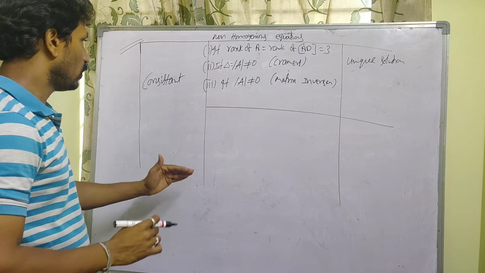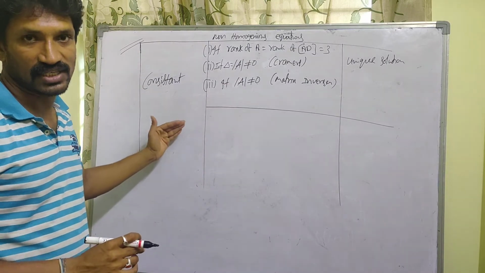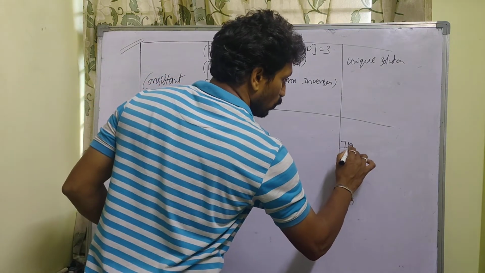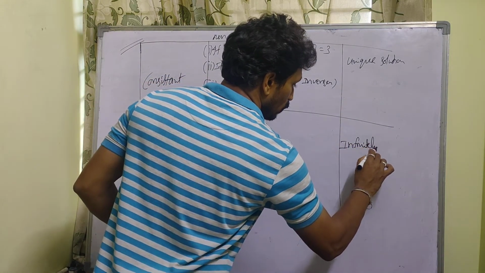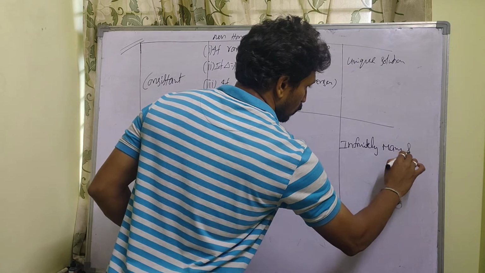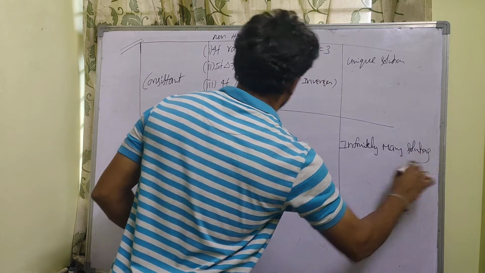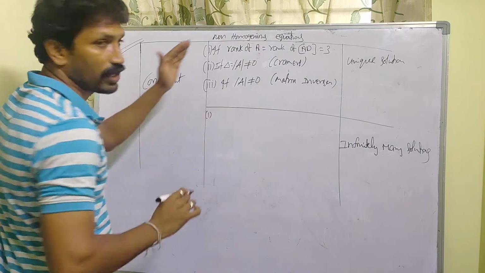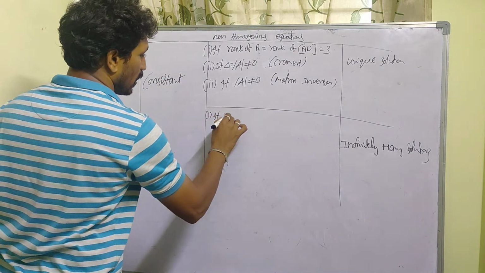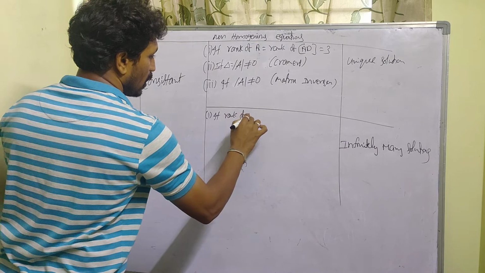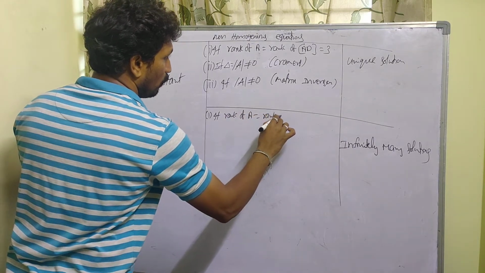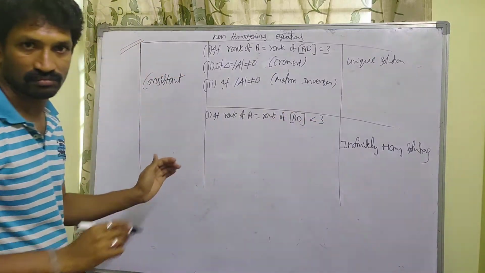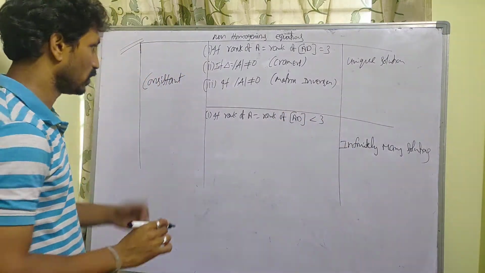Okay. Next, second case, inconsistent. We have infinitely many solutions. When do we have infinitely many solutions? See here. First case, according to rank method, if rank of A is equal to rank of AD is less than 3, then it has infinitely many solutions.